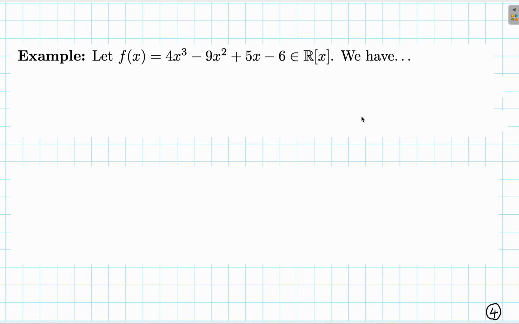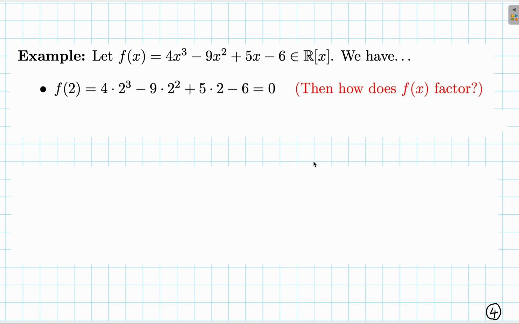In the classwork today, we worked with the polynomial f of x equals 4x cubed minus 9x squared plus 5x minus 6 with coefficients that are real numbers. And we observed a couple of things about this polynomial. First, if we evaluate f of 2 by replacing x by 2, then we obtained 0. So f of 2 was equal to 0.